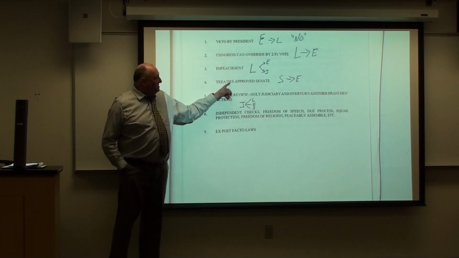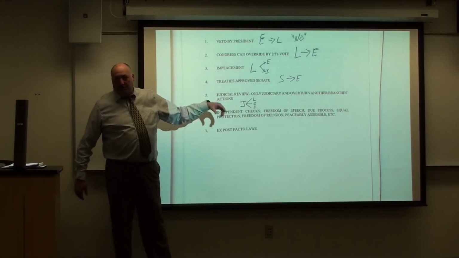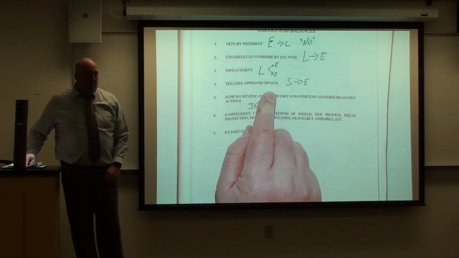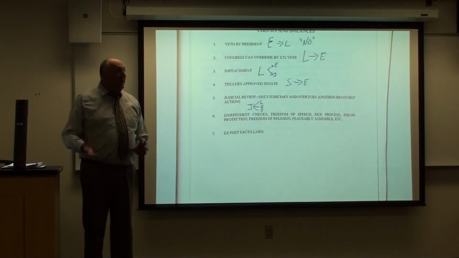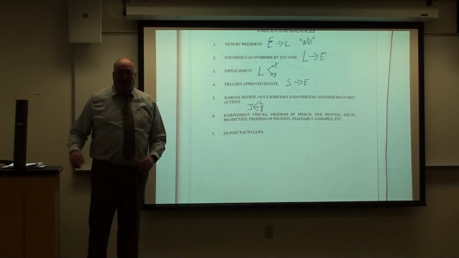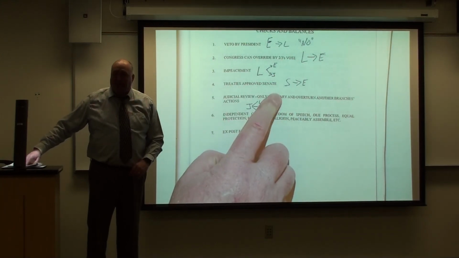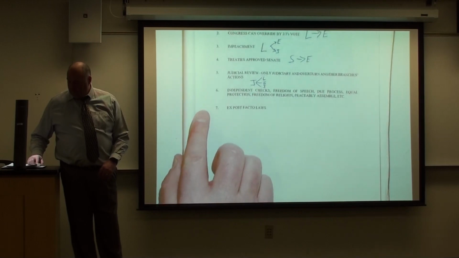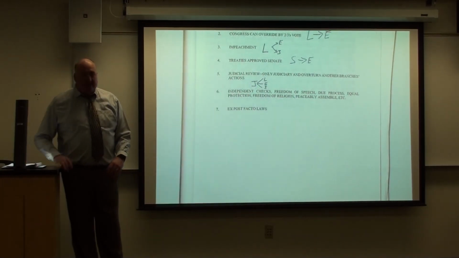Once the president has entered into a treaty, it goes back to the Senate, and the Senate has to approve the treaty. So that's a check and a balance, depending on how it's used. So it's a legislative check or balance against the executive. All right. Number 5 we haven't talked about yet.